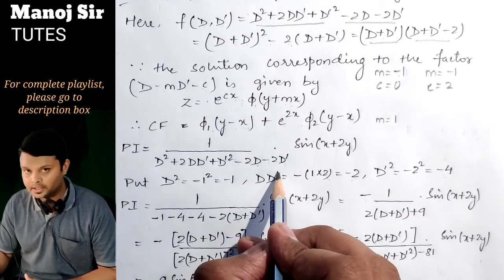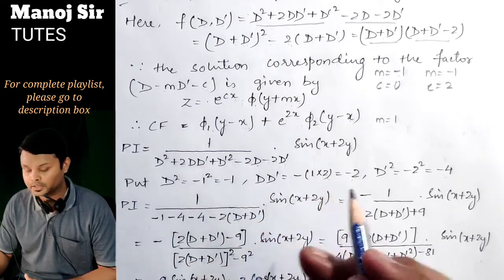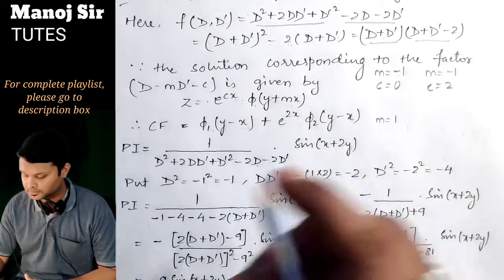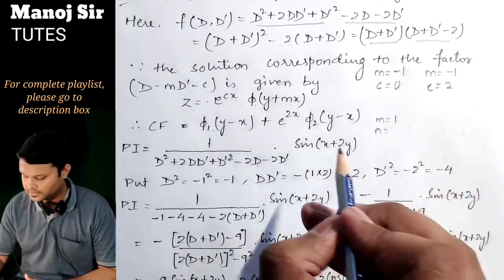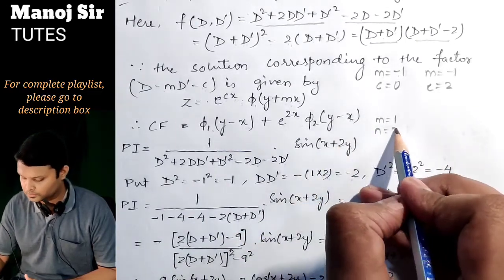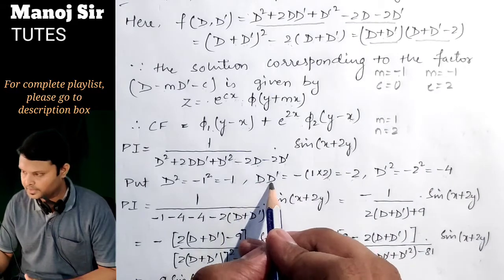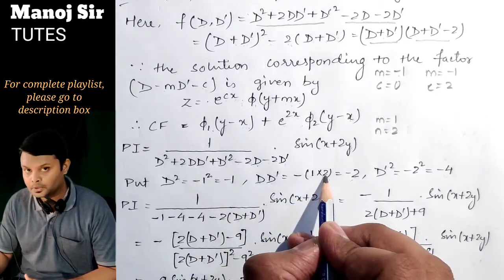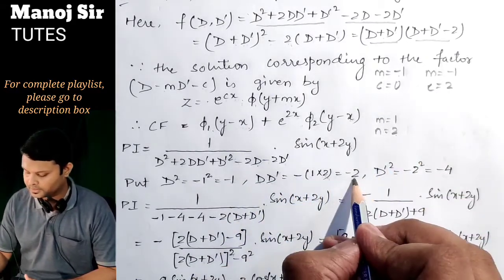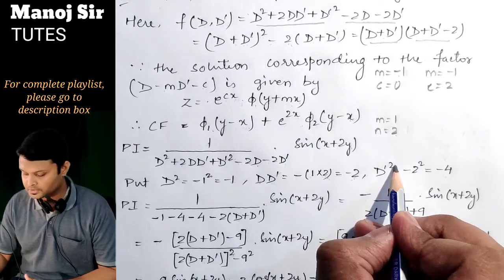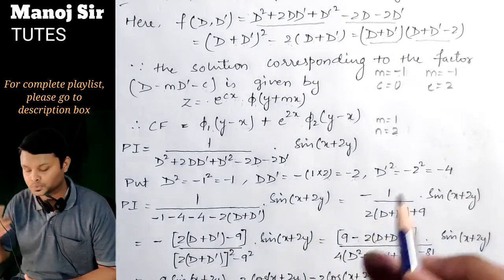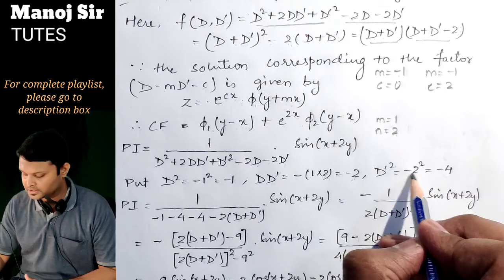In place of D D dash we need to put minus of m into n. Here we have m equals 1, but what is n? n is the coefficient of y, that is 2. So in place of D into D dash, we need to put minus of 1 into 2, that is minus 2. In place of D dash square, we need to put minus n square, minus 2 square, that is minus 4.